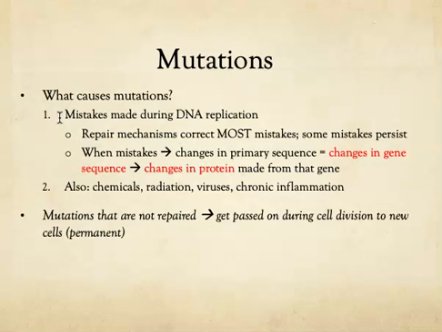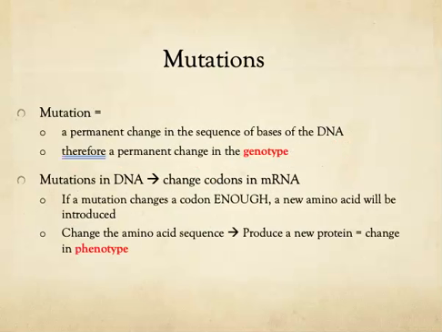Mutations that are not caught by the cell and repaired are going to become permanent. And when they're permanent, they get passed on during cell division to new cells. Mutations are permanent changes in the sequence of bases in DNA. Therefore, mutations are permanent changes in the genotype, the collection of alleles.